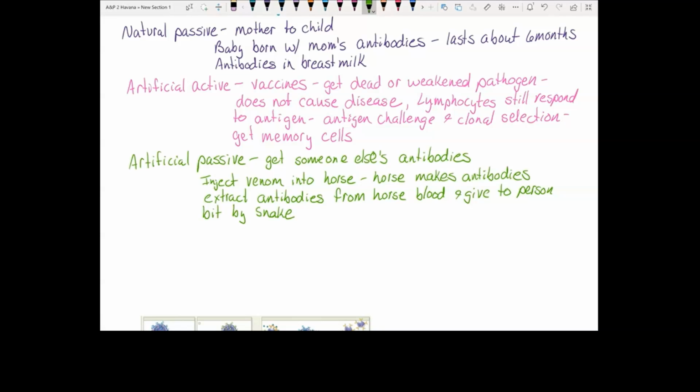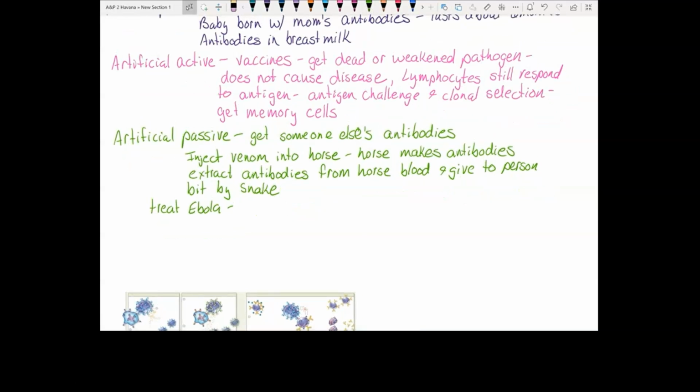Another example of this is to treat Ebola. You may remember a few years ago there was a big Ebola outbreak. There is no vaccine nor cure for Ebola. It's a very dangerous virus. There's not much we can do about it. But the one thing that we can do is get antibodies from Ebola survivors. So even though a lot of people who catch Ebola die from it, there are a few people who have had Ebola and survived. So those few people who have had it and survived have memory cells, and they can make antibodies.